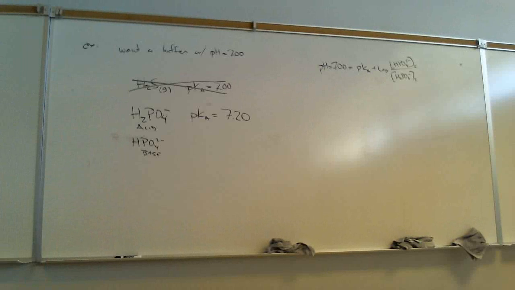If I'm calling that my acid, then that's the Ka, and what about the Kb for H2PO4 minus? Well, since we're going to pH of 12, that means that the hydroxide is going to be very small, so it's almost like a negligible equation.